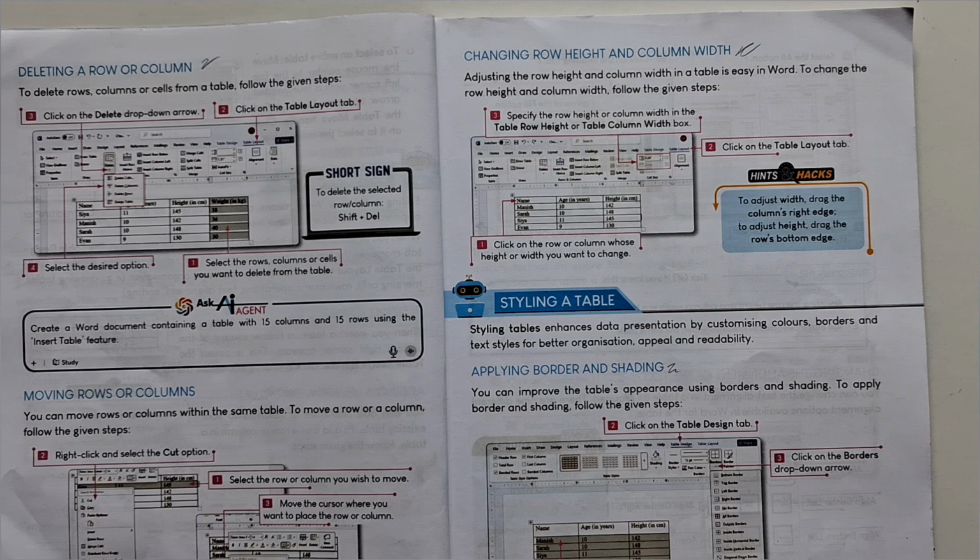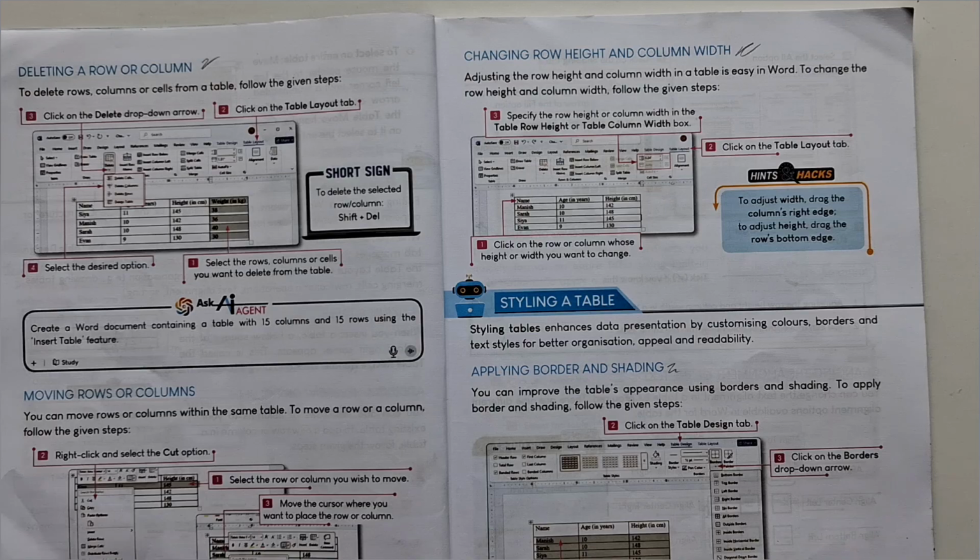Okay. Here is a hint, one hack. To adjust width, drag the column's right edge, and to adjust height, drag the row's bottom edge. Okay. It's a GK. Use this one. Okay. Next topic, styling a table.